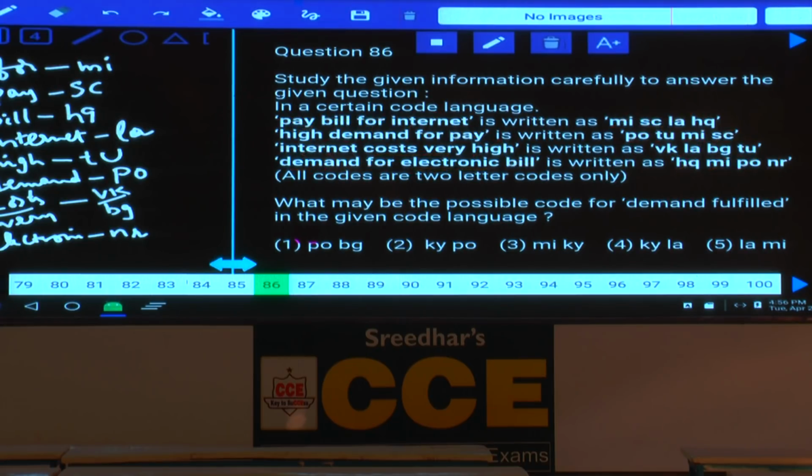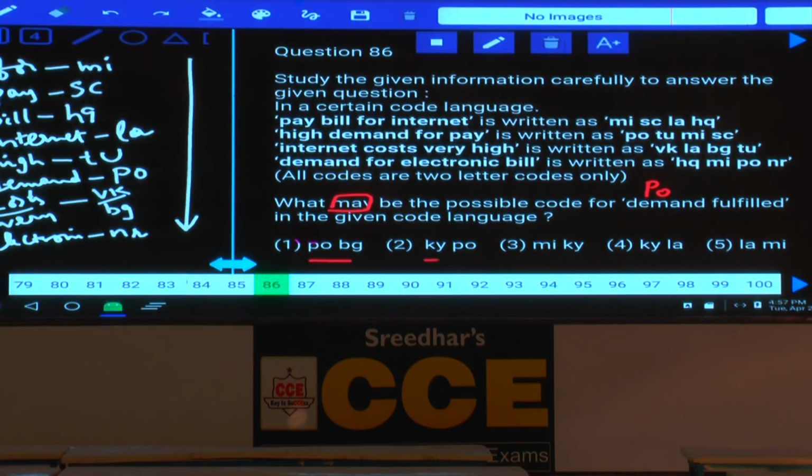Then question number 86. Now in this 86, what may be the possible code? The question is about what? Maybe the possible code for demand fulfilled. What is the code to the word demand? Demand is PO. And fulfilled, what is the code to the word fulfilled here? Now the code to the word fulfilled can be any one of the codes other than the given codes, isn't it? Hence tell me what is the code to the word fulfilled?